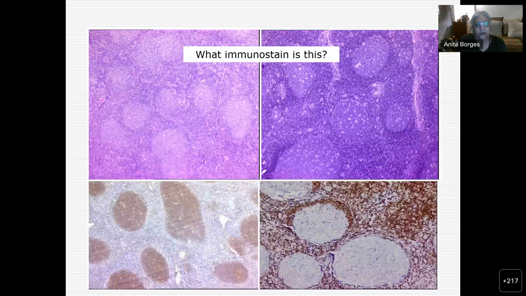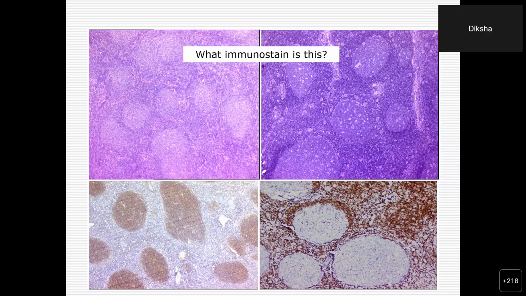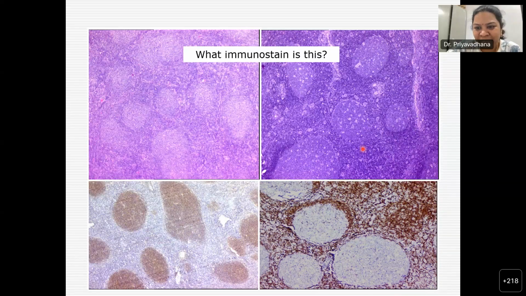Okay, now I just want somebody, I'm sure that there are some people in the audience, and before you go to sleep, just tell me what immunostain is this. Just put it in the chat box, and either Diksha or Priya, tell me what they're saying in the chat box. Sure, ma'am. Yeah, what are they saying in the chat box if anybody's answering and if they have not gone to sleep? CD10. BCL2 and CD10. So they're saying it is CD10 and BCL2.